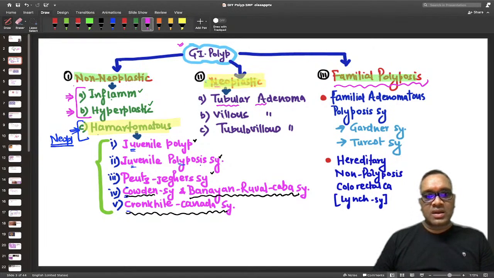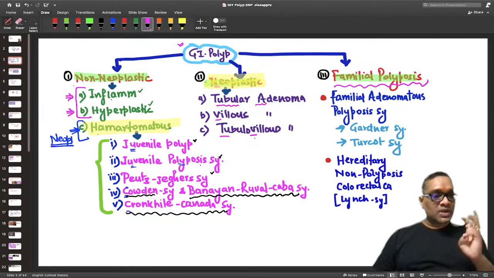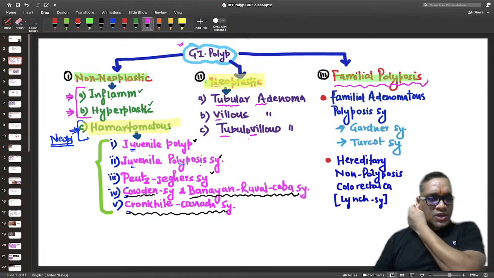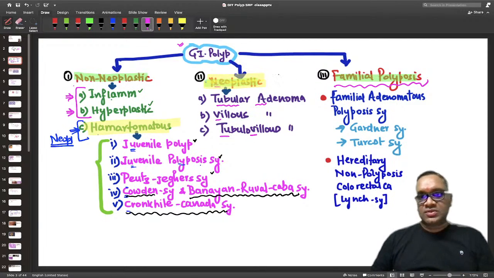Tubular adenoma, villus adenoma, and tubulo-villus adenoma. So tubular is tubule-like, villus has finger-like villi, and tubulo-villus has both tubule and finger-like structures, right? So these are the neoplastic adenomas, right? So these are also called neoplastic adenomas.